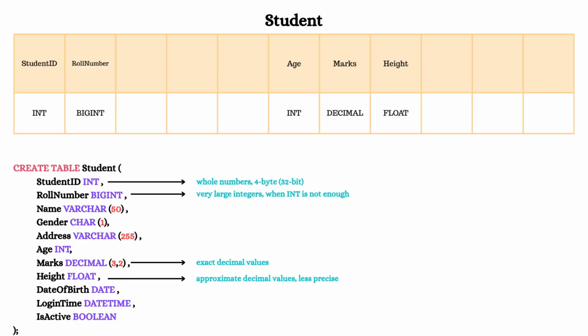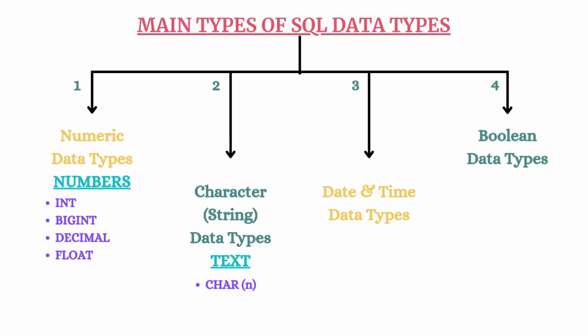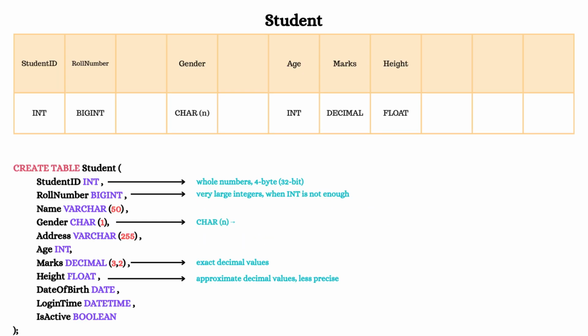Now the next data type in SQL data types is character or string data types. It is used to store text, that is textual data. The first type in this is CHAR. Now CHAR is used when the data is of fixed length, because it always uses full space. Full space means the database reserves and occupies the entire fixed length, even if the actual data is smaller.